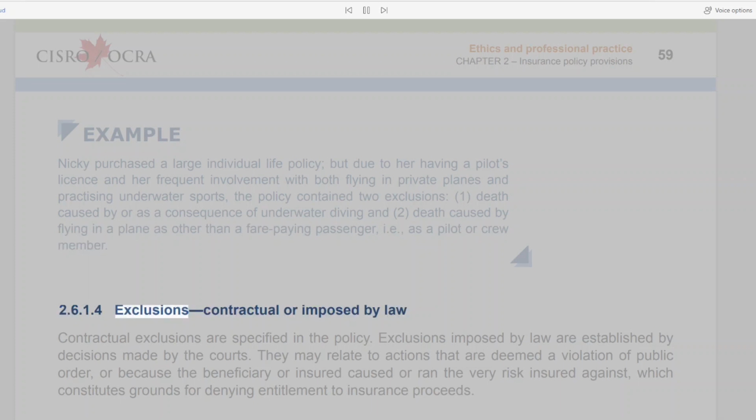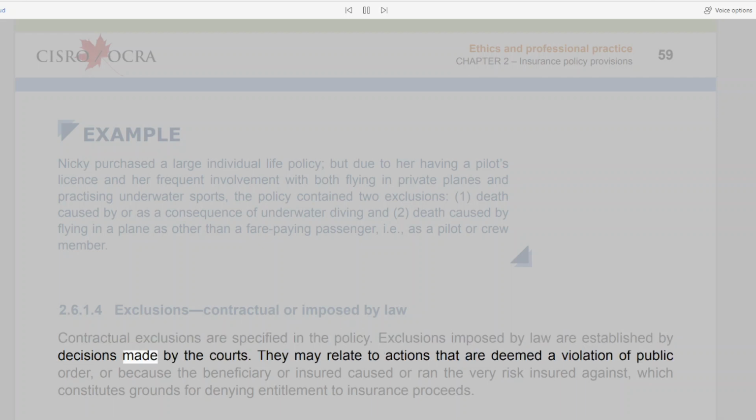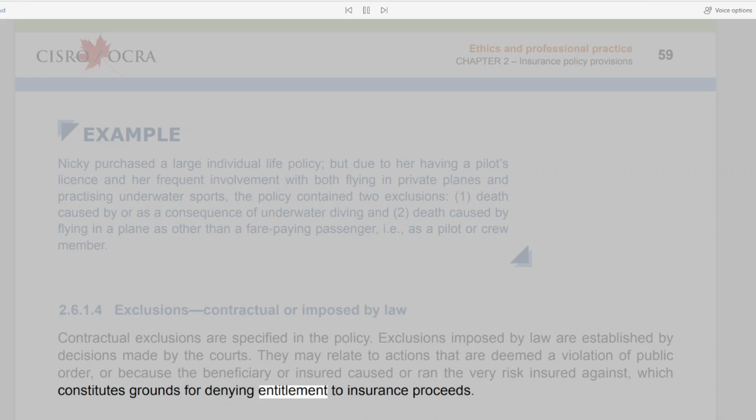2.6.1. Exclusions, contractual or imposed by law. Contractual exclusions are specified in the policy. Exclusions imposed by law are established by decisions made by the courts. They may relate to actions that are deemed a violation of public order, or because the beneficiary or insured caused or ran the very risk insured against, which constitutes grounds for denying entitlement to insurance proceeds.